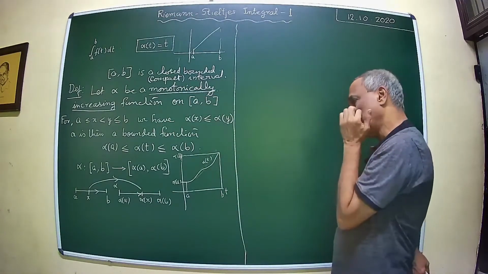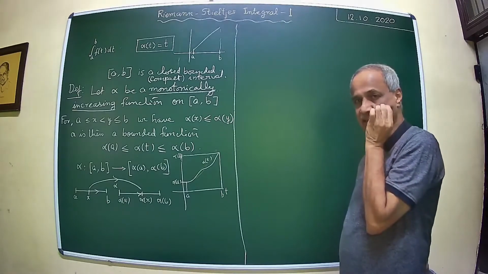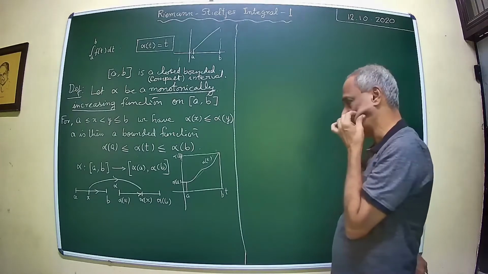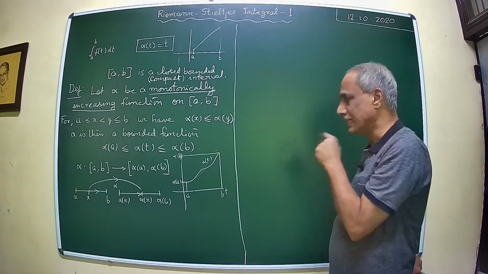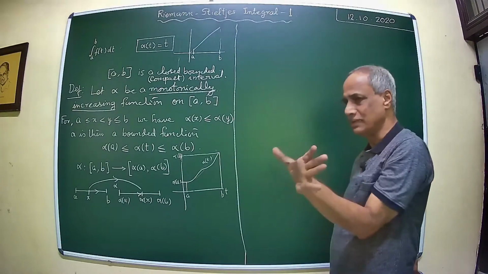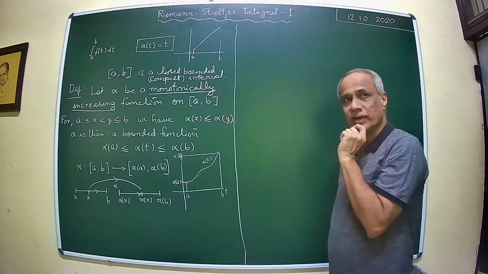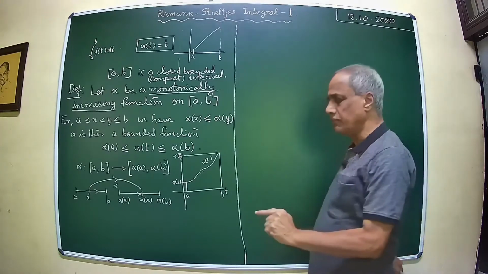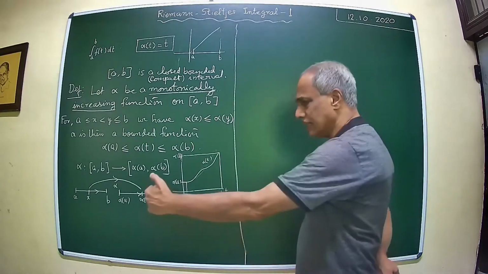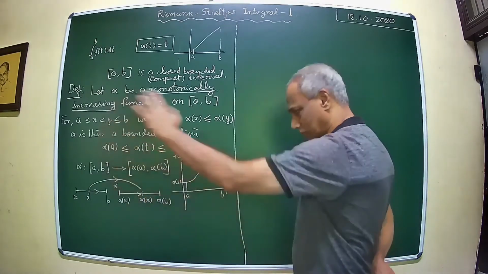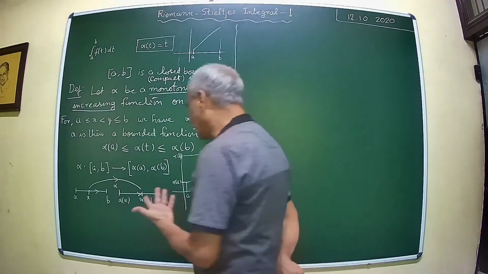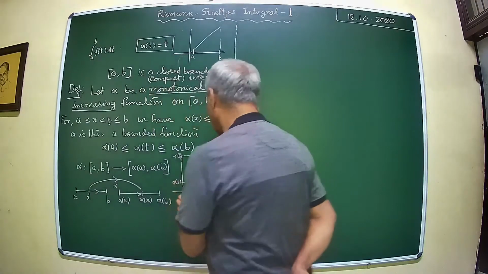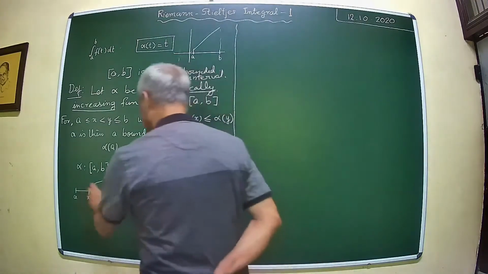And it is quite possible that this bus could be stopping at some places. First, I'll bring in discontinuity later, but before that, just to get a feeling. So what you have is that the bus could be traveling for a while, stopping for a while, and then again stopping, and so on. So it is quite possible that alpha is a constant over some part of the time interval.